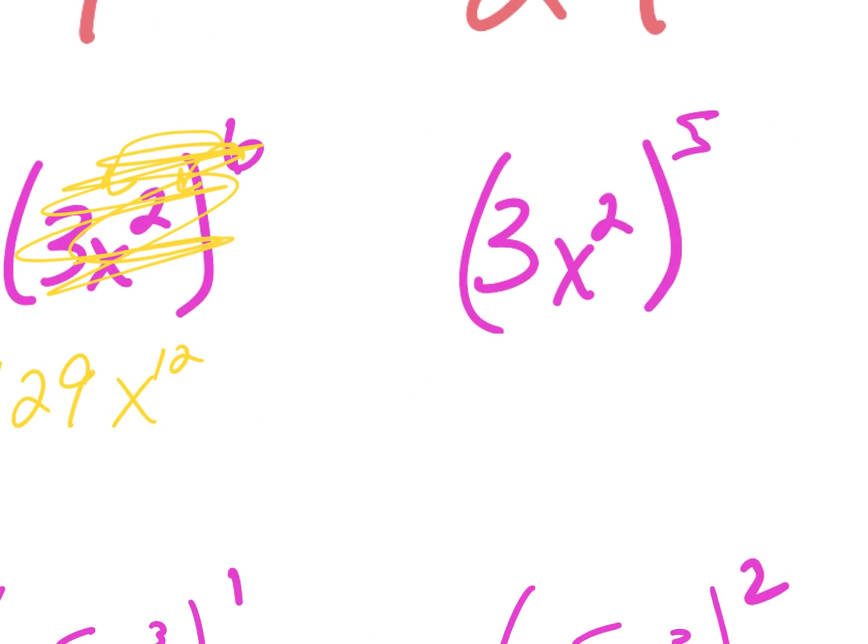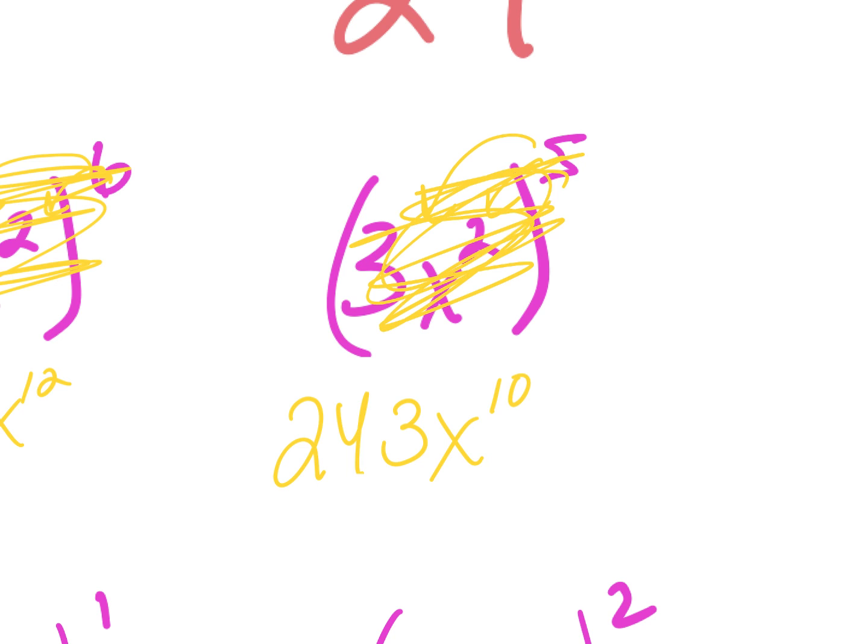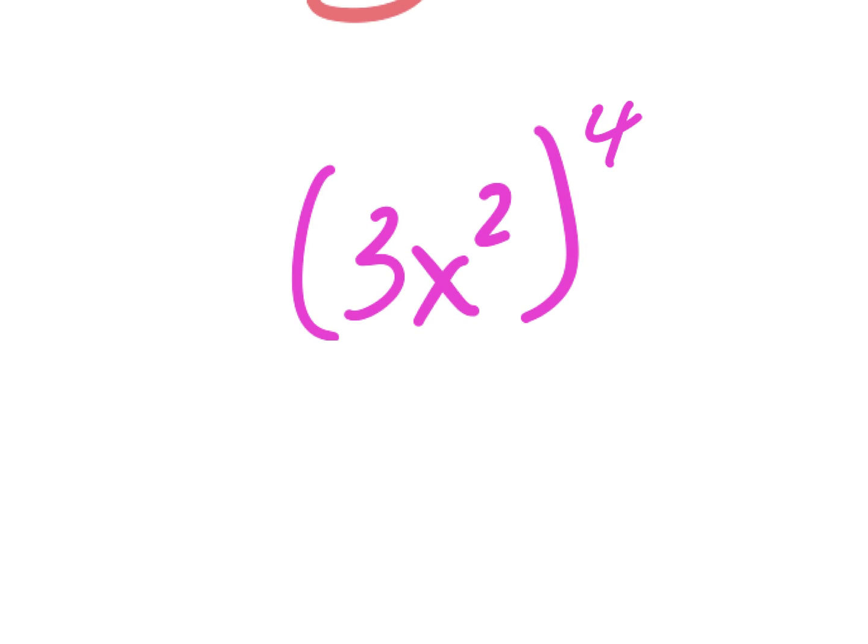Check, please. So now I have 3 to the 5th, x squared. So 3 to the 5th power is 243. Then I have x to the 10th, right? 5 times 2. Okay. I'm going to take my 4. My exponent's going to go to the 3 and to the x. This becomes 81 x to the 8th. 4 times 2.